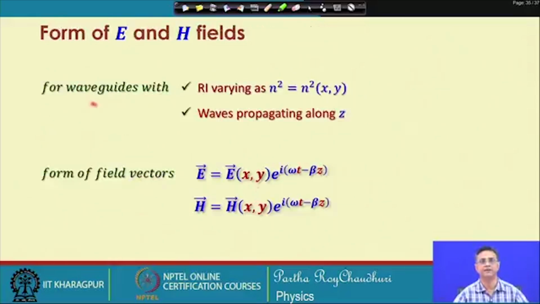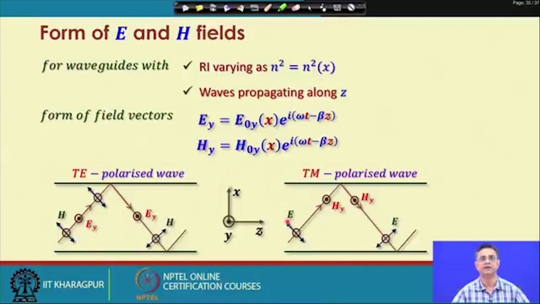Now, for the waveguides with two-dimensional variation of the refractive index, that is n squared equal to n squared of x, y, the waves propagate along z, and the form of the field vectors is also this. These are by now all established, and now we will switch over to a simpler form, where the refractive index varies only along the x direction, that is a one-dimensional refractive index structure.